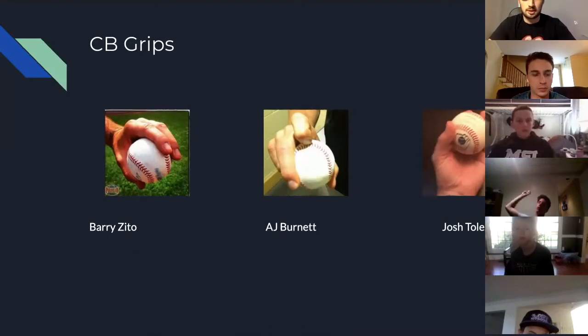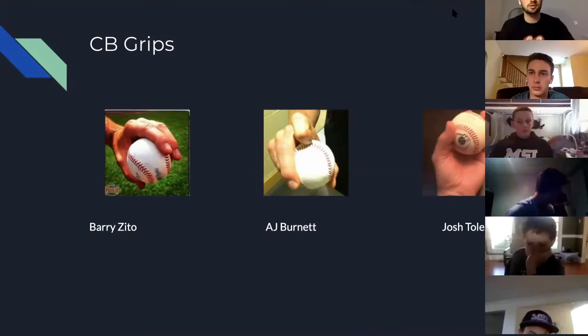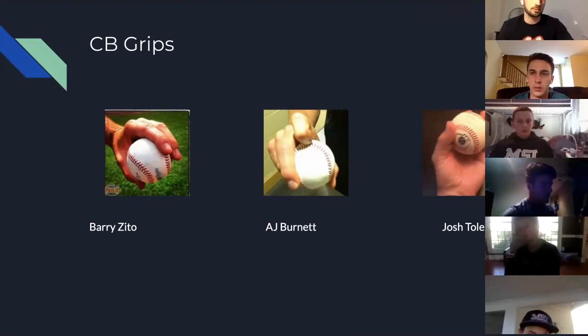AJ Burnett is a guy that went spike. He had curveballs okay, and then you have someone like Josh Tolles, where he might have played around with different grips, but he found something that's different, and he holds it here and almost palms it with those fingers to create topspin. So whatever works for you is going to be the biggest thing when it comes to curveball grips.